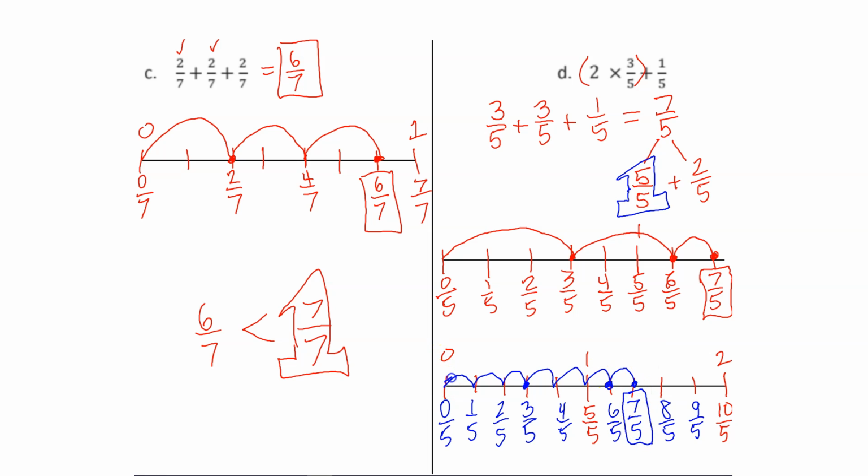Here we didn't do individual jumps. We could have did 3/5, 3/5 plus 1/5, but I chose to do individual. So 1, 2, 3, 4, 5, 6. That's my 3 plus 3/5. All right, let's take a look at the next problem here.